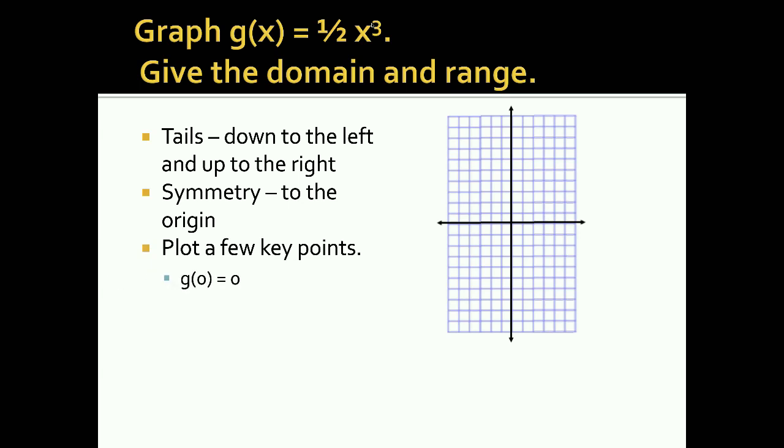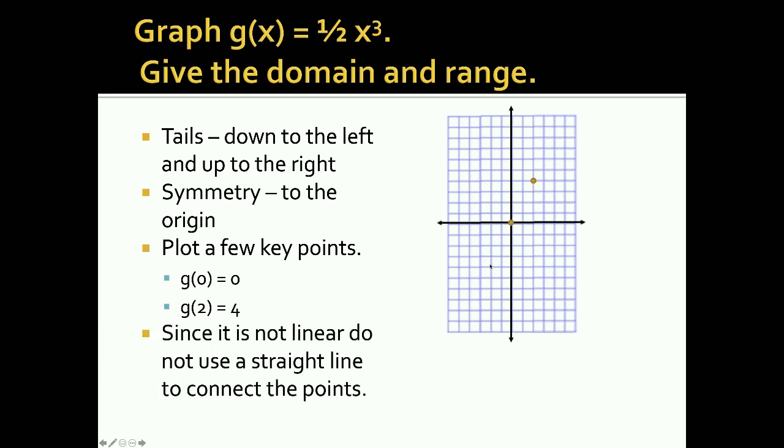We'll find g of 0 is 0. Plug in 2. 2 cubed is 8. Half of 8 is 4. And so since there is symmetry, there's a point here at 2, 4. So there's going to be a point at negative 2, negative 4. And then we can go ahead and graph that. The domain and range are both the real numbers.